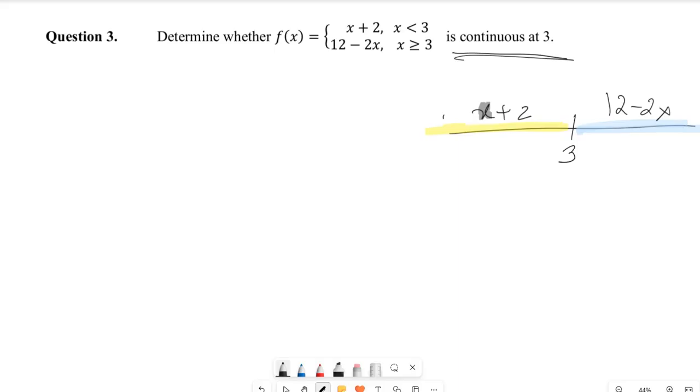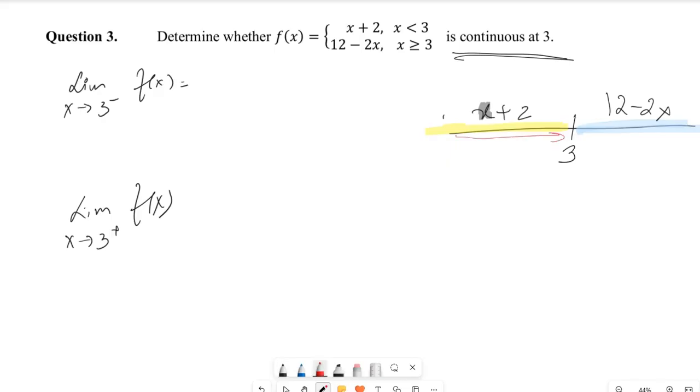For these kind of problems you need to first find the left limit of the function. Whenever there is a piecewise defined function, find the left limit and the right limit separately, then see if they are equal, then the limit will exist. Left limit, what does it mean? That x is approaching 3 from the left side. That means x is a little smaller. It's very close to 3, but it's still a little smaller than 3.